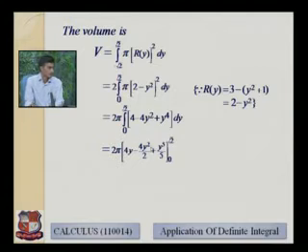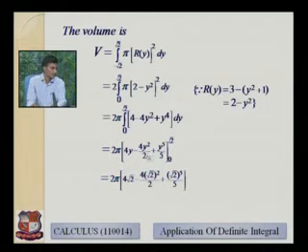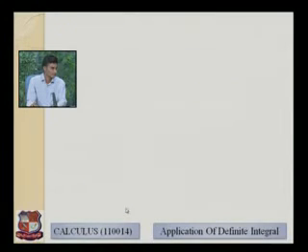Then on integrating we will have 4y minus 4y cube by 3 plus y raised to 5 by 5. Here it is a mistake, it is 4y cube by 3. So finally we will have the answer is 64 pi root 2 by 50.